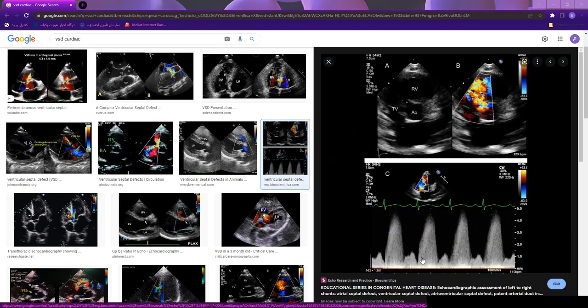In Doppler we have a flow from left to right. If the size of the VSD is small, we have increased flow, about 4 meters per second, but if the VSD is bigger, the flow is smaller.